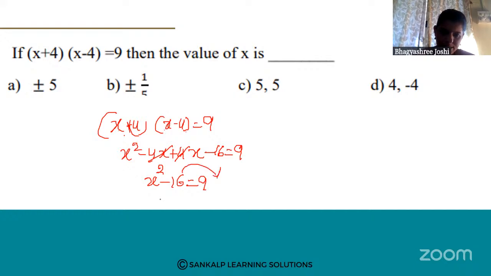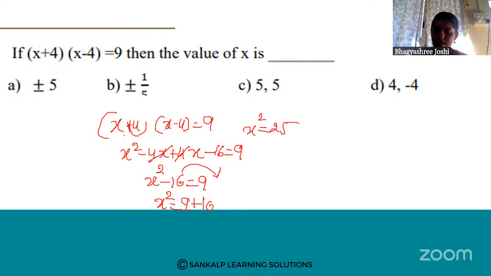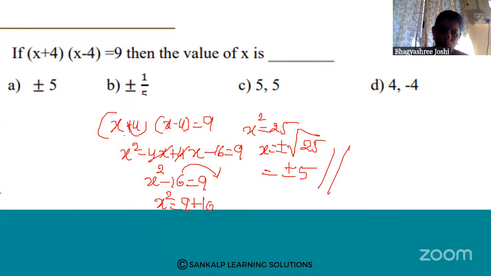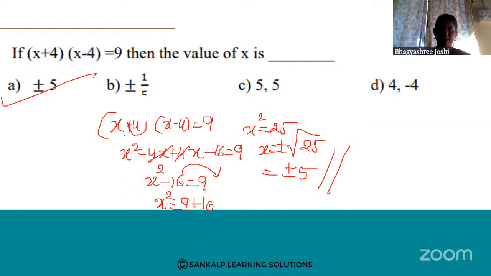Transfer this 16 to this side, x square is equal to 9 plus 16, which is 25, right? So x square is equal to 25, x is equal to plus or minus square root of 25. 25 is a perfect square number. Square root of 25 is plus or minus 5, so option A is right here.